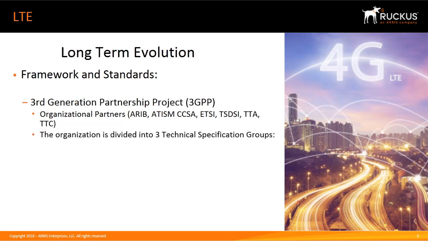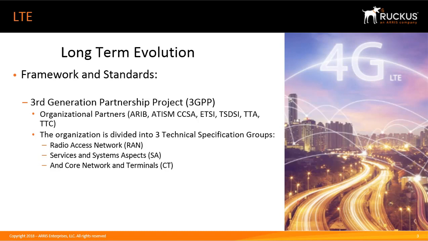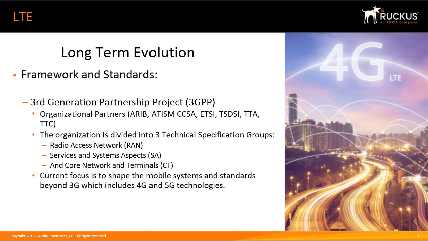The organization is divided into 3 technical specification groups, which are Radio Access Network, or RAN, Services and System Aspects, SA, and Core Network and Terminals, CT. Its current focus is to shape the mobile systems and standards beyond 3G, which includes 4G and 5G technologies.